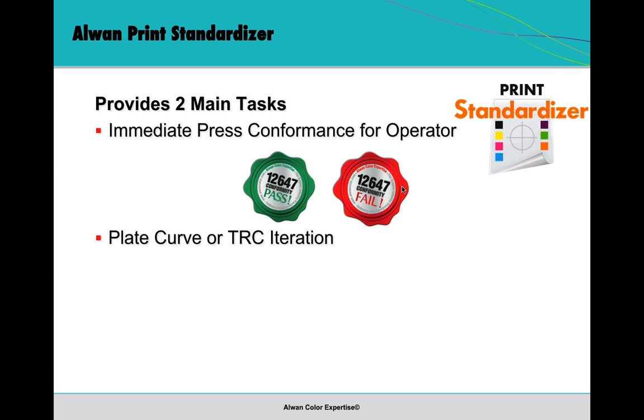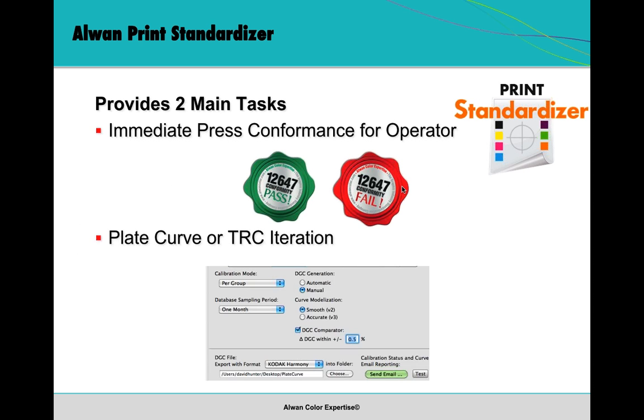whether it's G7 or 12647-2, 3, 4, what have you. And if it's not, you can actually iterate the tone curve for a digital press or the plate curve for a traditional press to bring that press back into line. Now, you don't want to use this as a band-aid to bring the device into line every day for a conventional press, because that's where process control comes in, and you want to make sure that your process is stable.